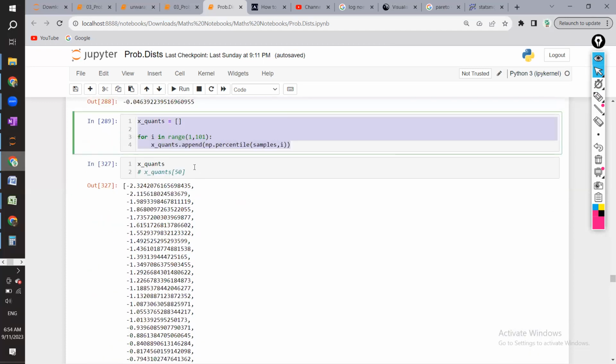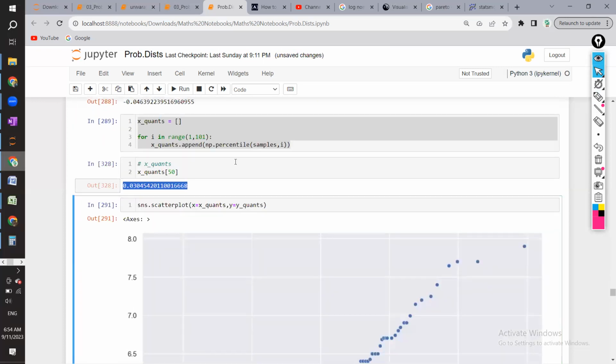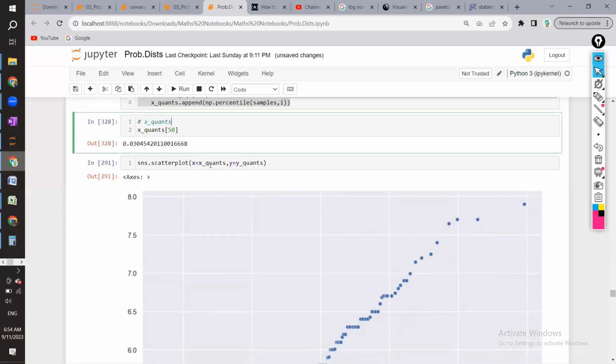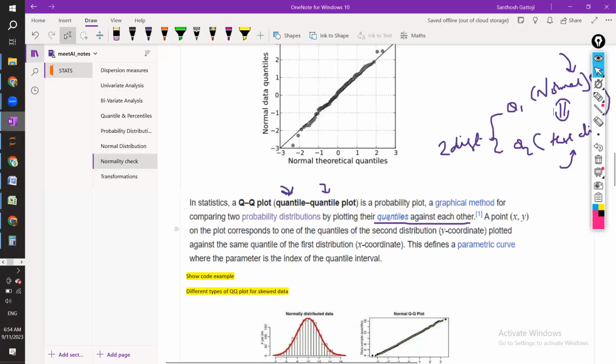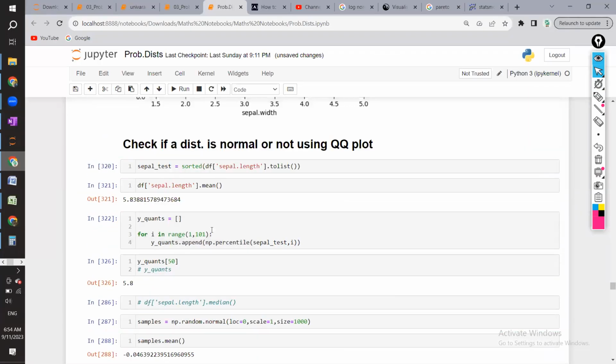So this is a quantile median value. That's fine. Now the point here is, what it is saying is simple: a graphical method where we compare two probability distributions by plotting their quantiles against each other. That's it. One plot corresponds to quantiles of the second distribution plotted against the same quantiles of the first distribution. So for the second quantile you are plotting against the first quantile. Just take the quantiles and plot them. That's it. So we have taken the quantiles of this data set.